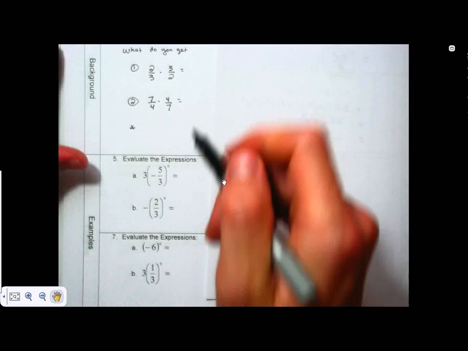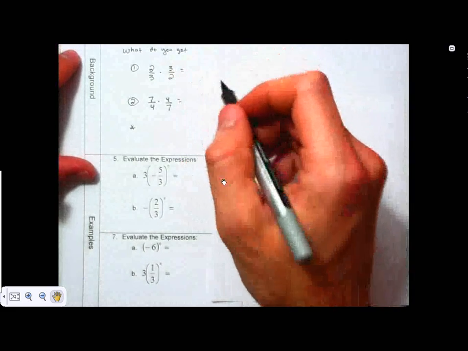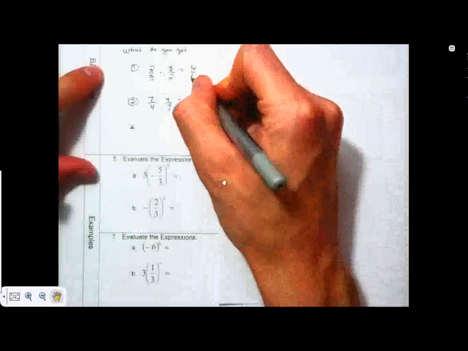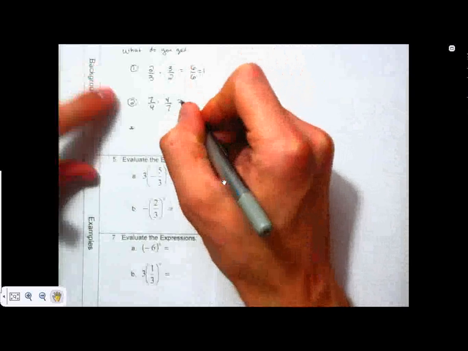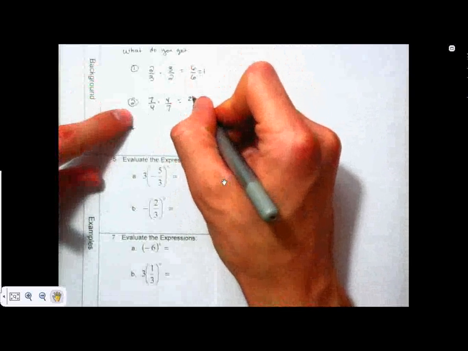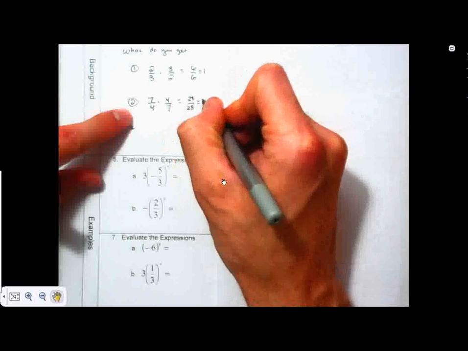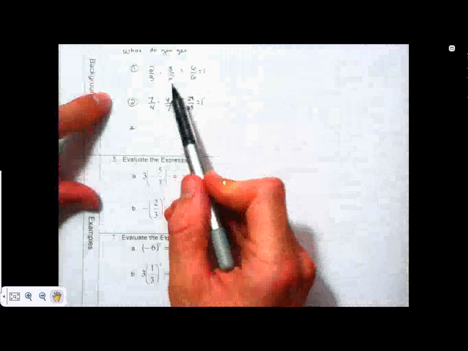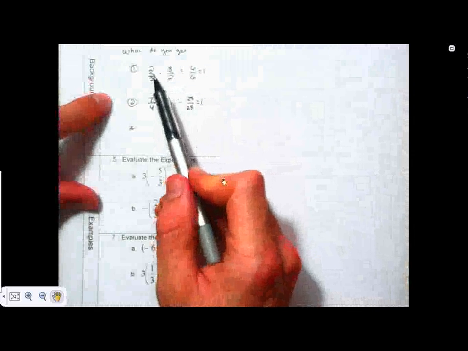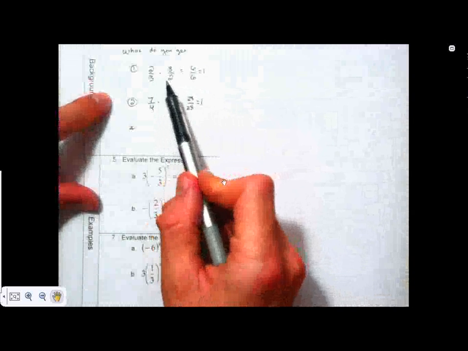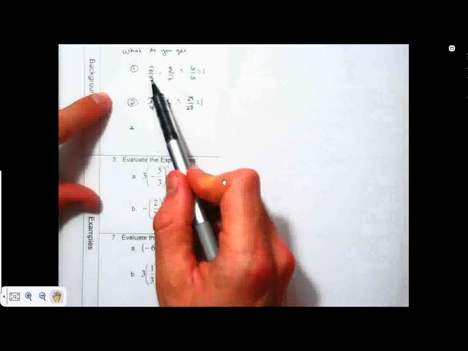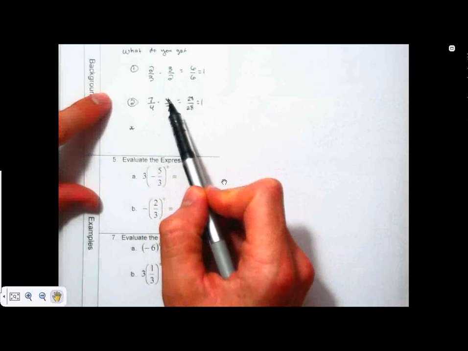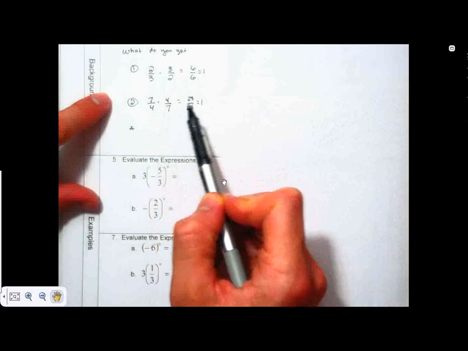For both number 1 and number 2, you should have gotten the same final answer. For number 1, if we multiply tops and bottoms, you would get 6 over 6, which equals 1. Number 2, you would have gotten 28 over 28, which again simplifies to 1. So what happened? Why did we get 1 in both cases? If you look at the numbers we were multiplying together, they are reciprocals of one another. If I multiply a number and its reciprocal together, we end up getting 1. So 7 over 4 times the reciprocal, 4 over 7, gives me 1.